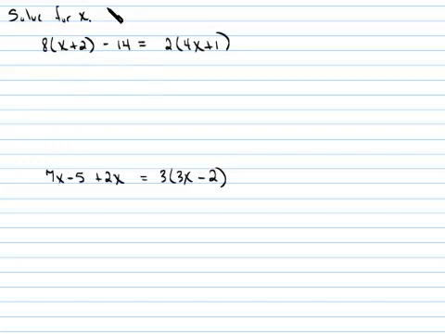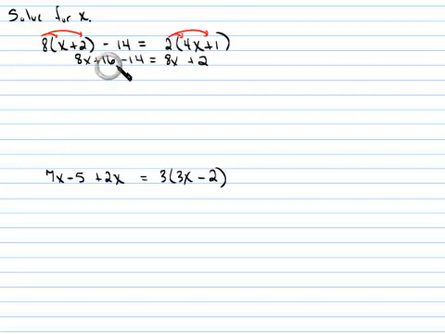So we've got to distribute here. We're going to have 8x plus 16 minus 14 equals, and we have to distribute here. It's going to be 8x plus 2. We're just multiplying 2 times 4x. It's 2 times 4x plus 1, so it's 2 times 4x and 2 times 1. So here it's 8 times x plus 2, so I have to multiply 8 times everything inside.